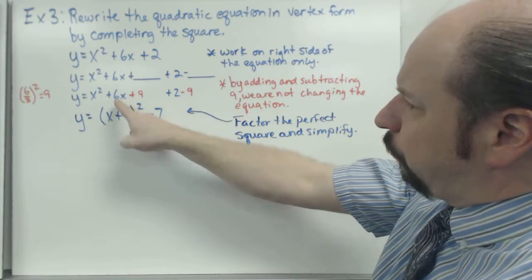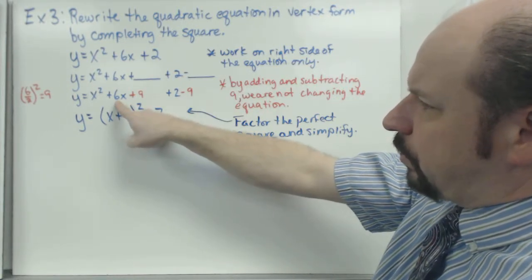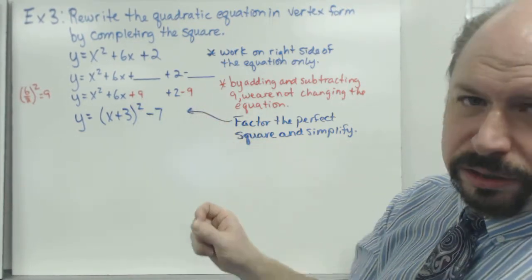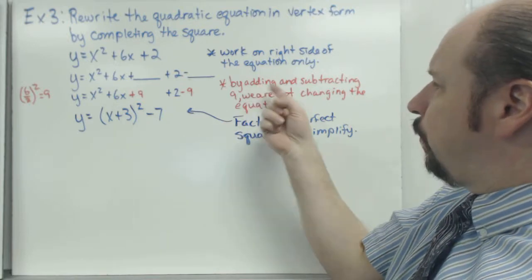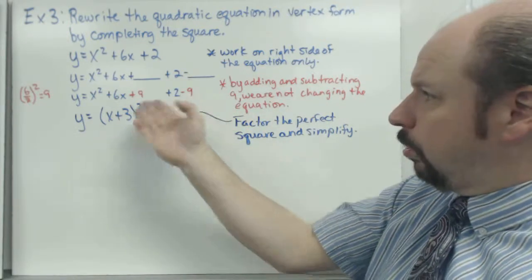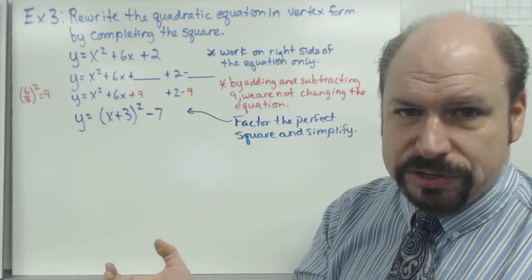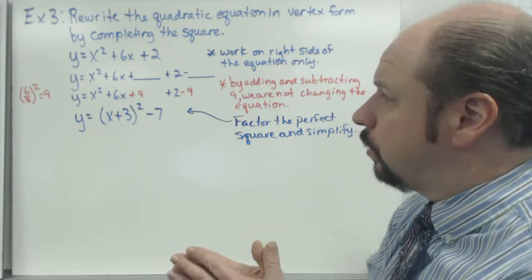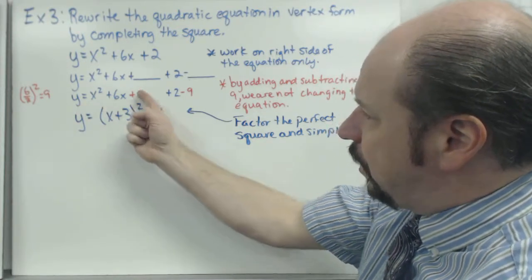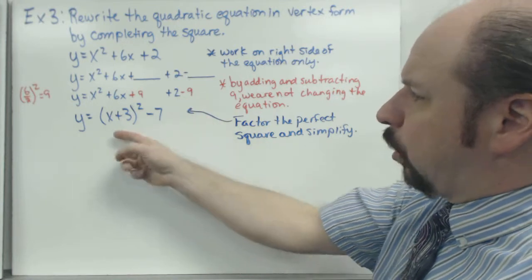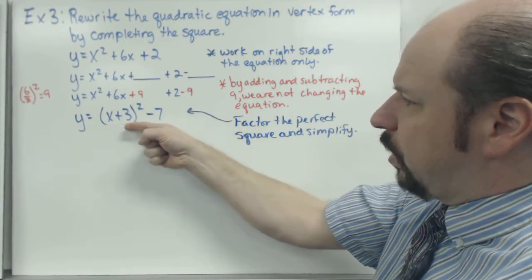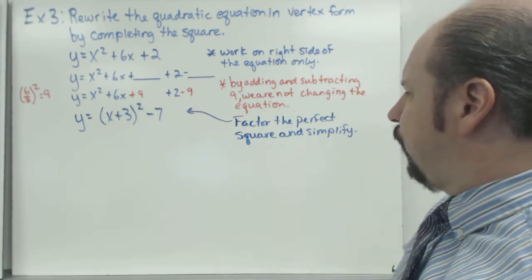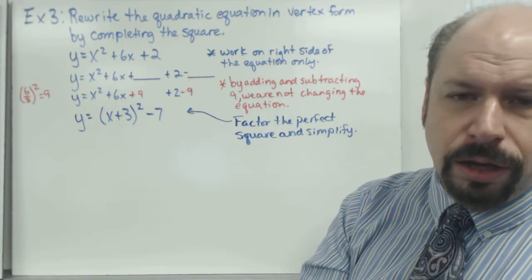And so here, if we take half of b, 6 divided by 2 is 3, 3 squared is 9. So we're adding 9 here, and we're subtracting 9 here. And notice what happens when we do that. By adding and subtracting 9, or the same number in here, we're not really changing the equation. We're essentially adding 0 to the equation. We're just changing how it looks a little bit. Okay, so if we take this and now factor this and just simplify this part, we end up with y equals x plus 3 quantity squared minus 7. So factor the perfect square and simplify from there.